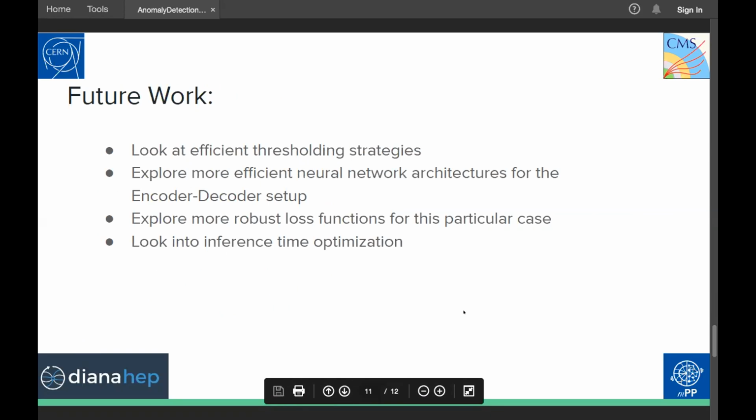The future work here could involve looking at good thresholding strategies. Currently, we've noticed significant separation, so a simple fixed threshold could work for the moment, but it is interesting to look at more efficient thresholding strategies. We also plan to explore more efficient neural networks for the encoder and the decoders, as opposed to convolutional layers, because in certain cases the inputs could be sparse, in which case convolutional layers wouldn't be the best way to go. Also, as I mentioned, we could look into regularizations on the loss function, which could help learn the flow parameters faster, and also look into inference time optimization.